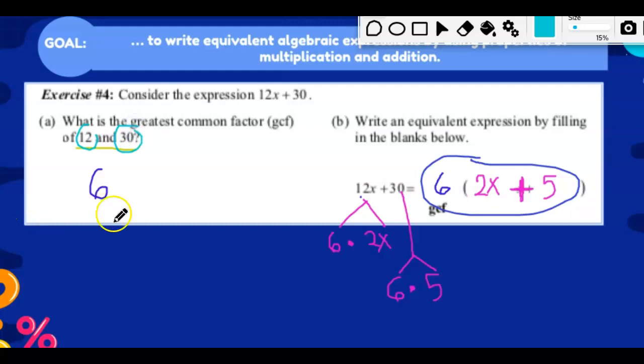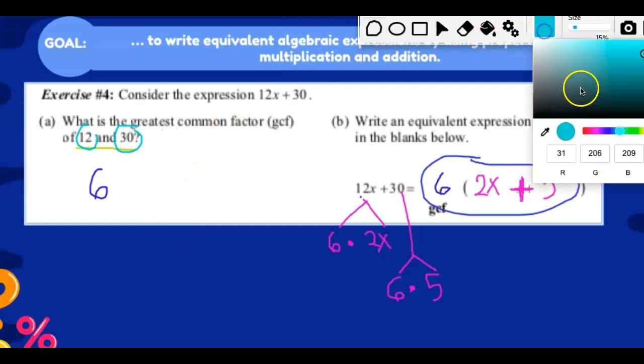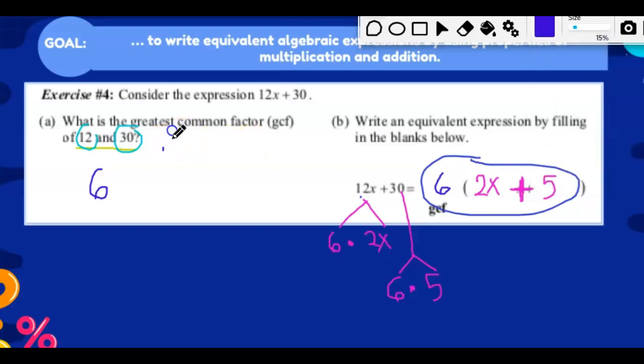Or 4. Wait, 4 will not go into 30 though. Or 2. Yeah, 2. So we were able to get 2. 2 is another common factor. What else?